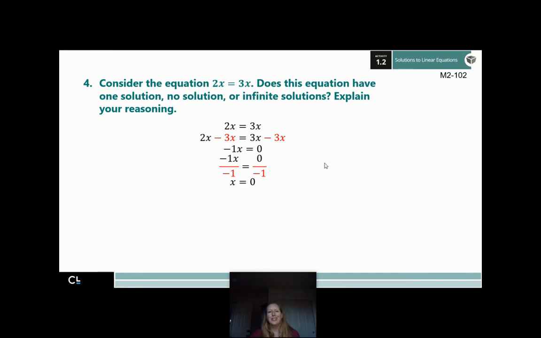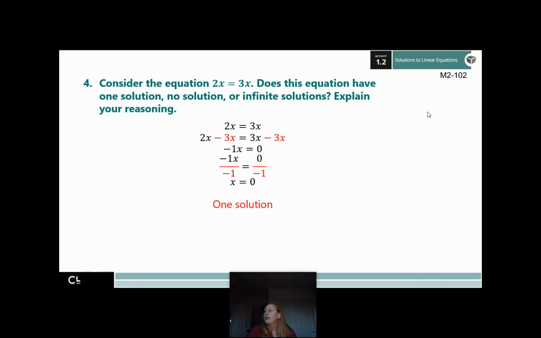That's right. This equation has one solution. I was able to solve for x. Because I was able to solve for x, I have one solution. I was able to say, hey, x equals 0, which is true, right? If I plugged in a 0, 2 times 0 is 0, 3 times 0 is 0, 0 equals 0, that would definitely be a solution that would make this statement true. Definitely.